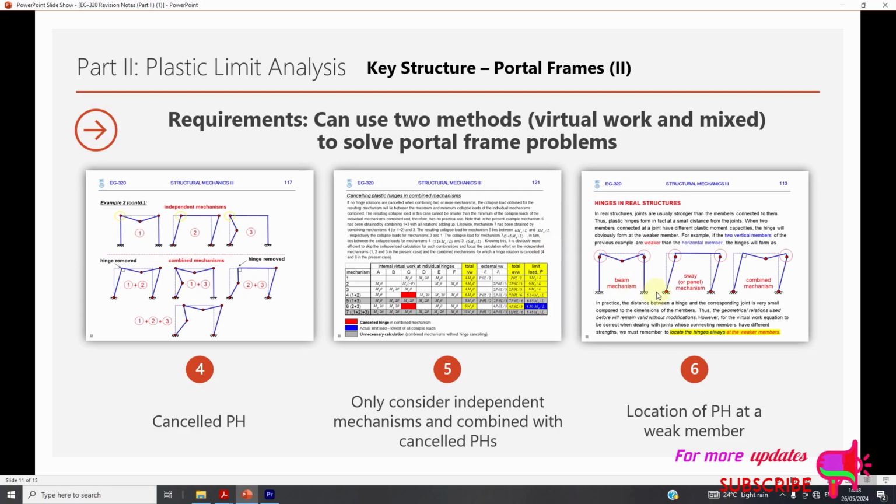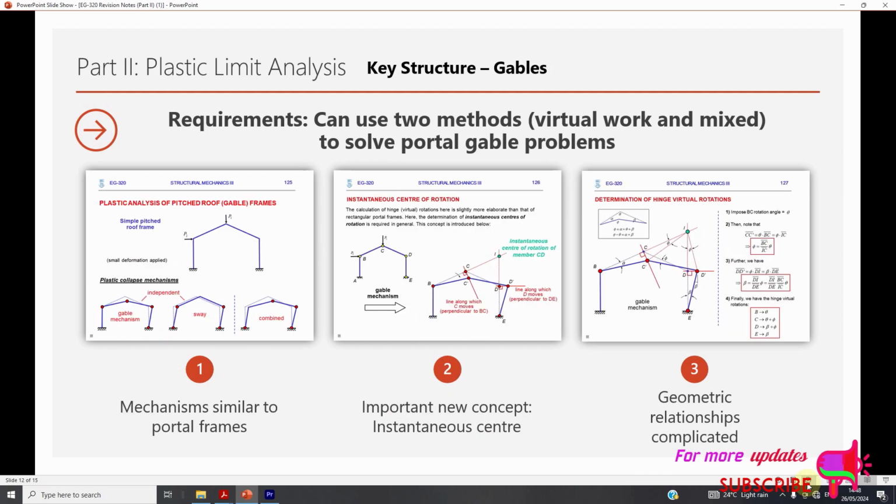So beam mechanism, sway, and combined mechanism. You can see combined, hinge removed, in independent examples. Mechanism similar to portal frame. So here you can also use only virtual work and mixed methods to solve portal gable problems. Important new concept, instantaneous center, geometric relation complicated. So you can see the examples here.